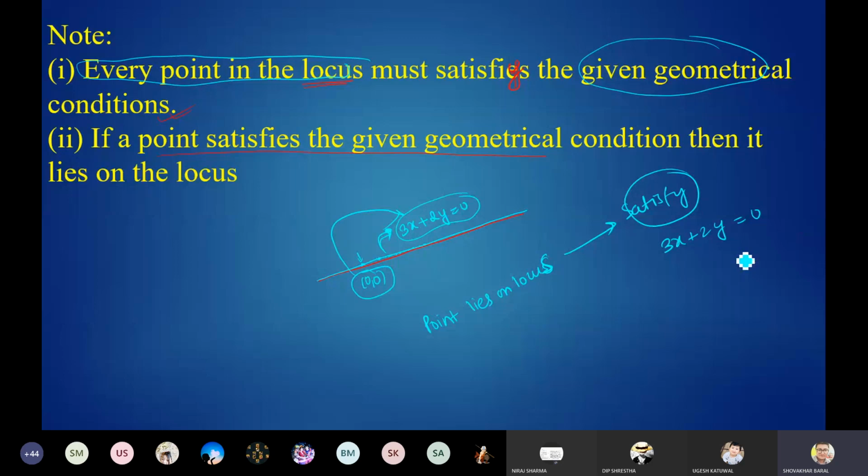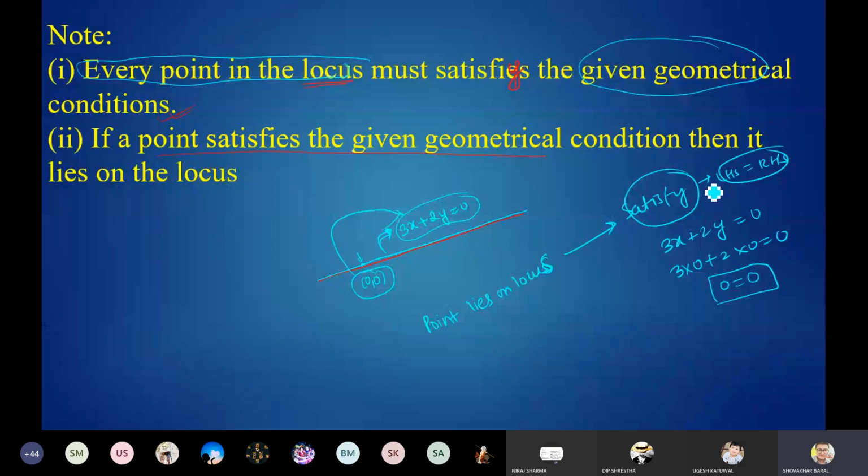3x plus 2y is equal to 0. This is the equation. If you put 0 and 0, the value of x is 0. 3 times 0 plus 2 times 0 is equal to 0. So 0 is equal to 0. The left hand side is equal to the right hand side. So satisfy भनेको के रहेछ भने it means LHS must be equal to RHS when you put the value of x and y in the equation.